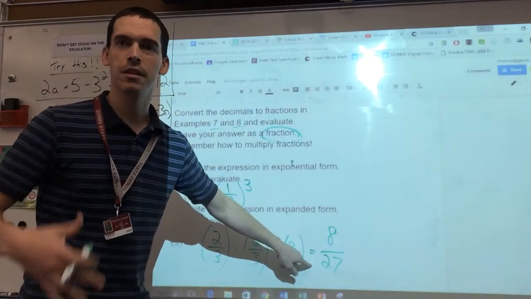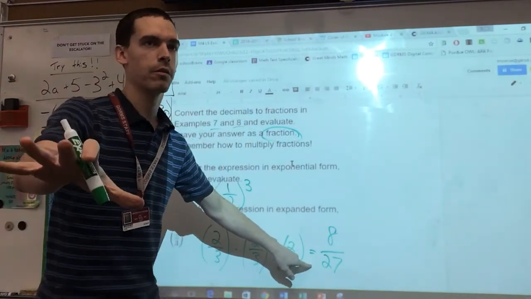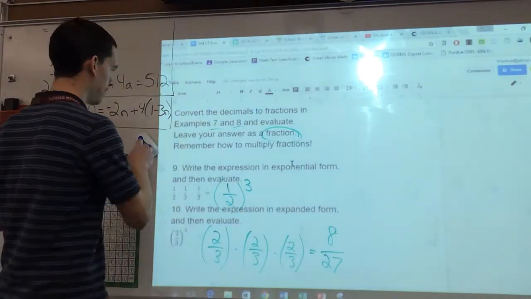Can we simplify this? Is it divisible by anything? Think back to what we talked about before. We're almost there.